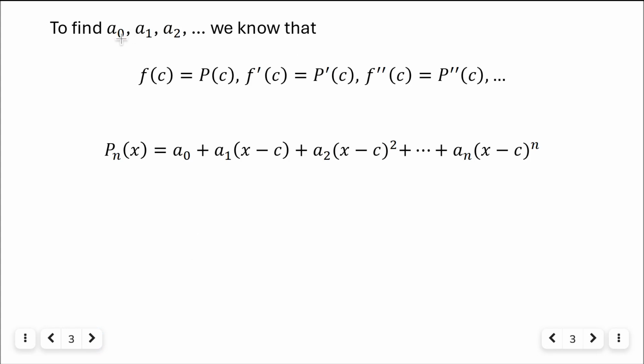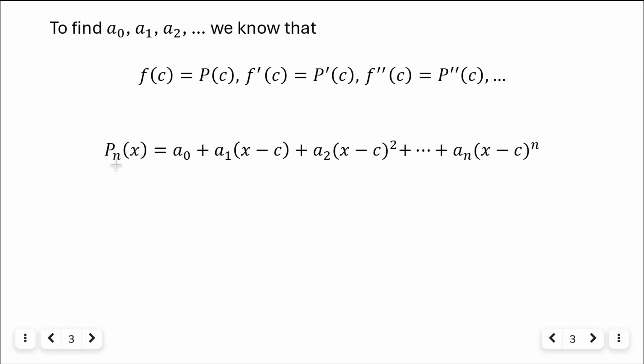All right, we need to find a0, a1, a2, and we need to do all of that relative to these function values. So we're going to know a function. We need to know what f of c, f prime of c, f double prime of c are, all right? We need to somehow get those into our equation. So to do that, we know that f of c is equal to the polynomial evaluated at c, right? So the function evaluated at that point x equals c is the same thing as the polynomial evaluated at c.